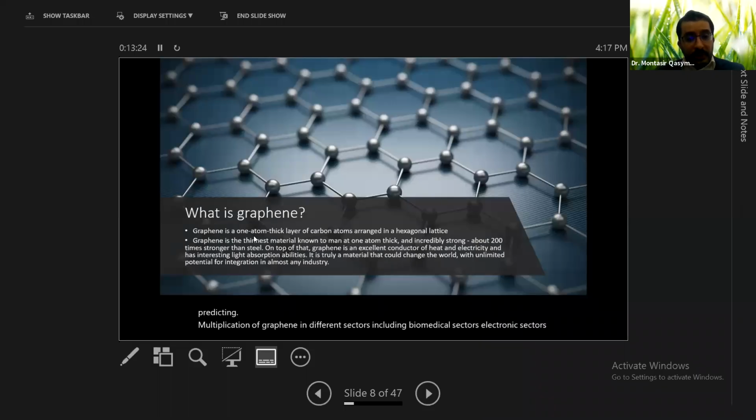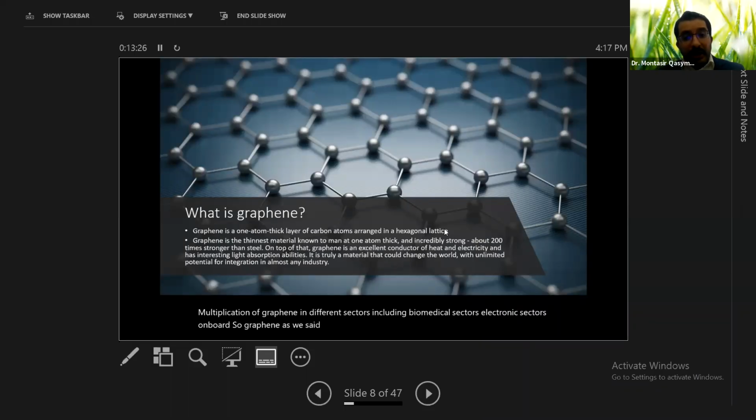So graphene, as we said, is a one atomic thickness layer of carbon atoms. It is the thinnest material that we know, about 0.3 nanometer. Despite that, it's very stable. It can stand alone. It is very strong, much stronger than steel, and at the same time, it's very light.